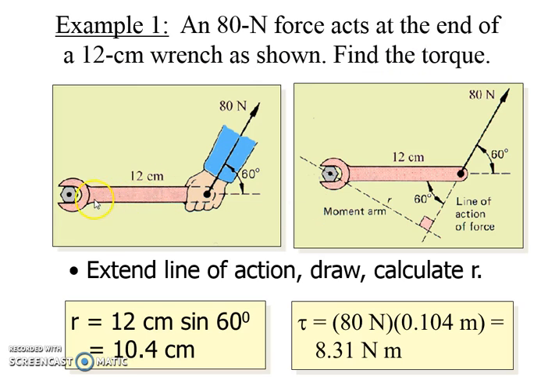So here's our picture, our wrench at 12 centimeters, 80 newtons at a 60-degree angle. So we have to draw this 90 degree, and the 60 is right here, and our radius is still 12 centimeters. So r equals 12 centimeters times sine 60. So that gives us 10.4 centimeters. So the torque is 80 newtons times 0.104 meters, which is the same as the 10.4 centimeters.